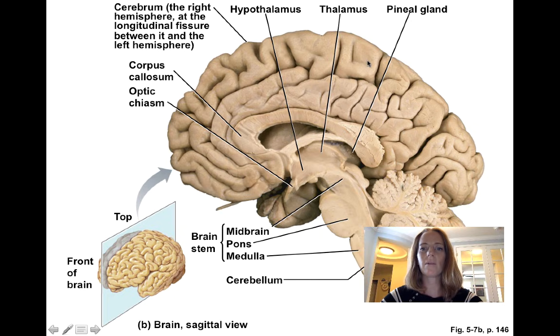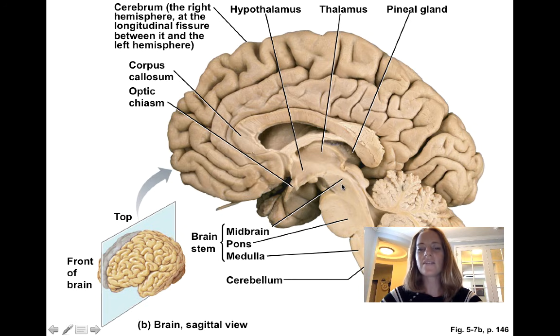So we have the cerebrum on the outside, and then here we have the thalamus, which makes up the head of the seahorse. Here below the thalamus is hypothalamus. On this diagram, it's cut off. It's not shown, but on other diagrams, you will see that hanging down from the hypothalamus would be the pituitary. It would be right around here.